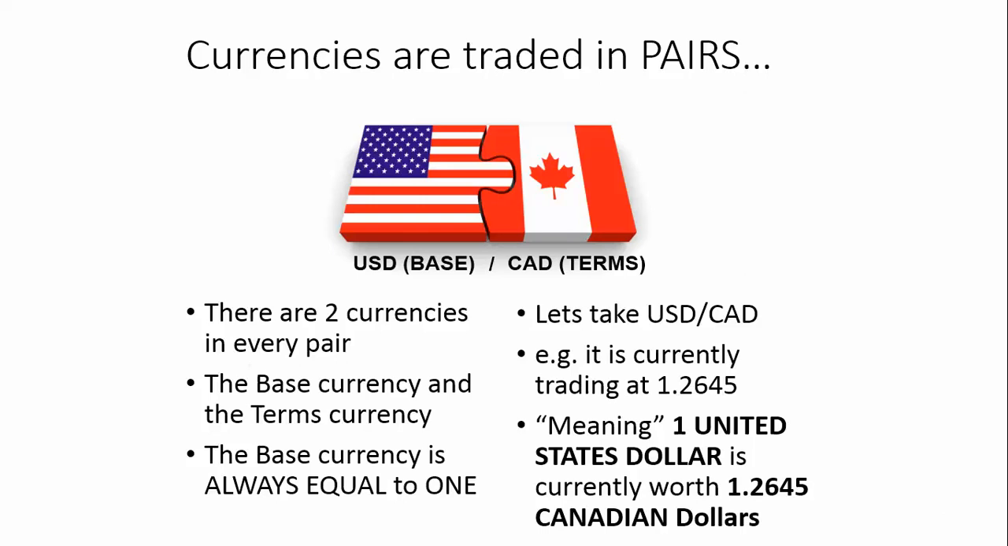Now, let's take the dollar CAD as an example and use the current trading reading at 1.2645. So the current exchange rate of dollar CAD is 1.2645. Well, what does that mean to us? Well, it means that for every $1 US, we are currently getting 1.2645 Canadian dollars in exchange. Now that figure is constantly going to be moving up and down depending on the relative strength or weakness of these two currencies.